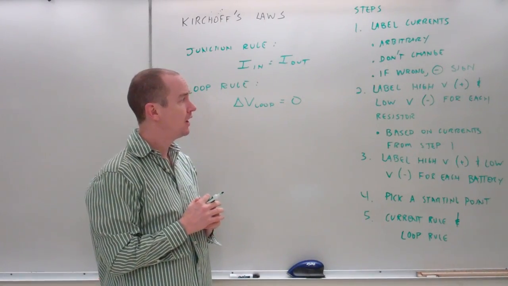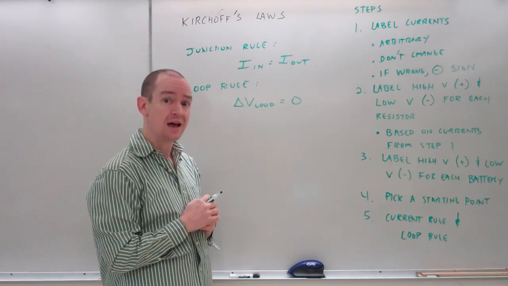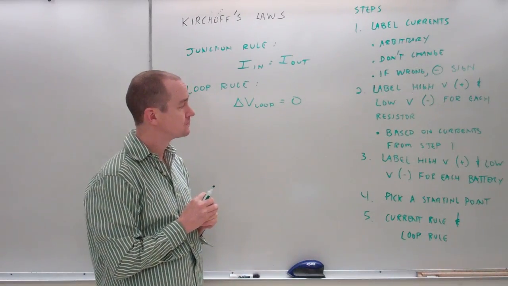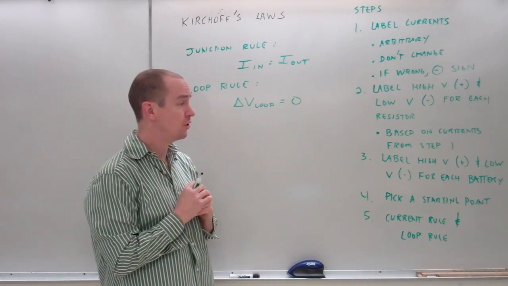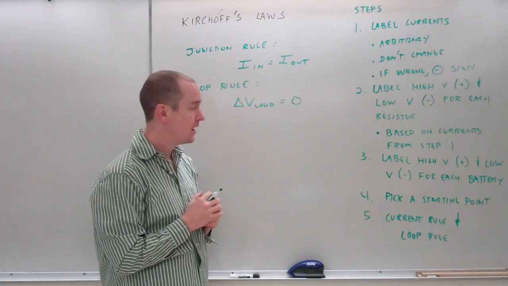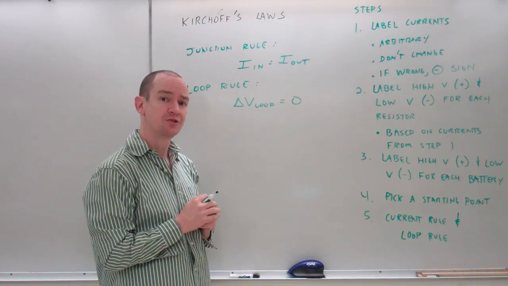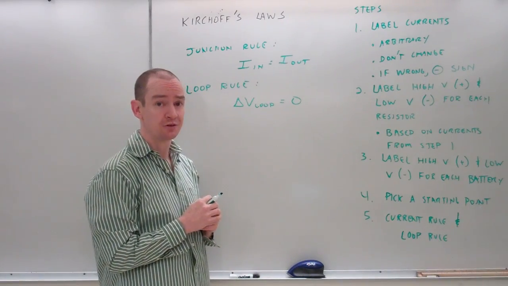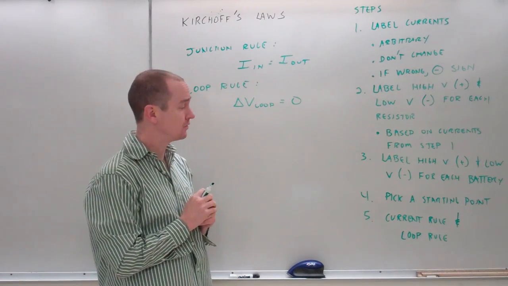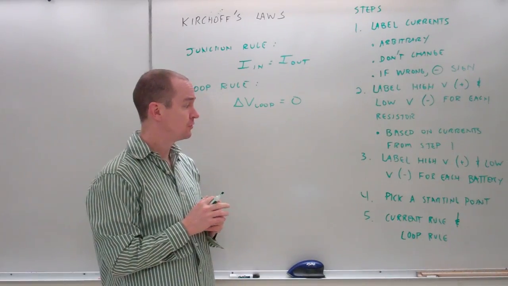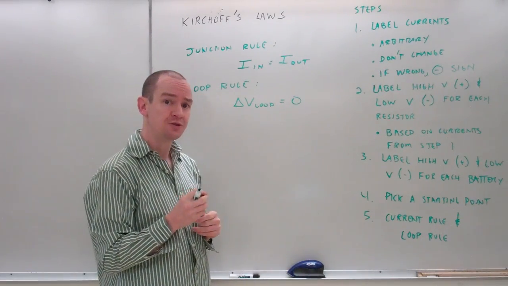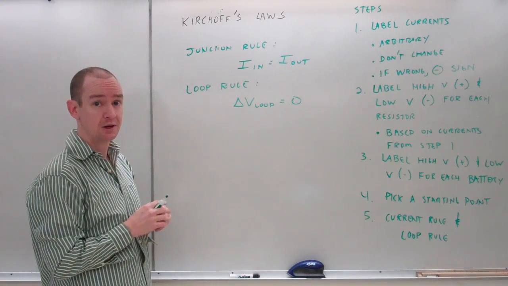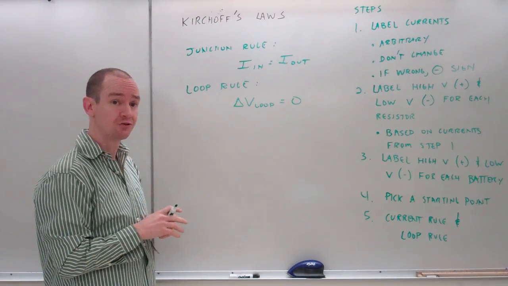Next, label your high and low voltage points for each resistor. This is based off the current you chose in step 1. Next, label high and low voltage for the battery. After that, you need to pick a starting point. I tend to pick my starting point near the back of the battery in the direction of current. I'll show you what I mean in a second. Finally, use the junction rule and the loop rule. What you'll be solving for when using Kirchhoff's laws is the current. It'll allow you to find the current through any branch.